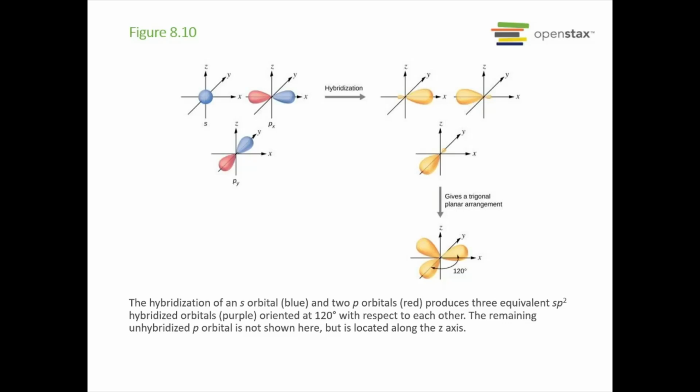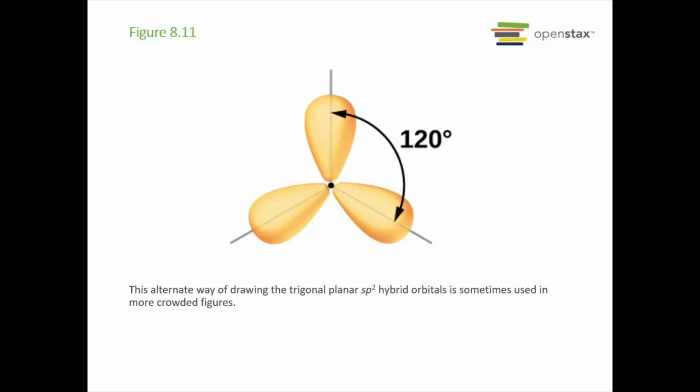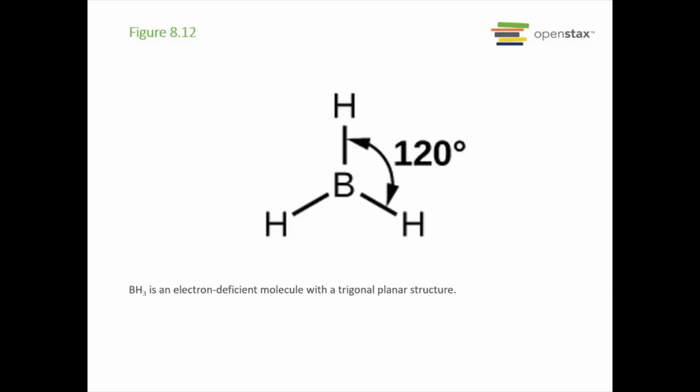So this is what this hybridization looks like. You have your s and two p orbitals, a px and a py. Notice our x-axis is here, this is y, and that's z. Then we get this trigonal planar hybrid that results from the overlap. This is an alternative way of drawing it, and notice you have a little node in the center as well. Boron trihydride is an example. It's an electron deficient molecule, but it has that trigonal planar structure.